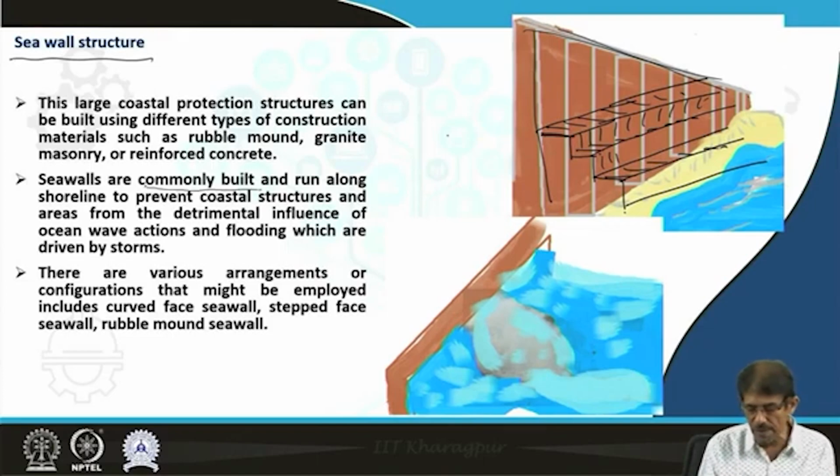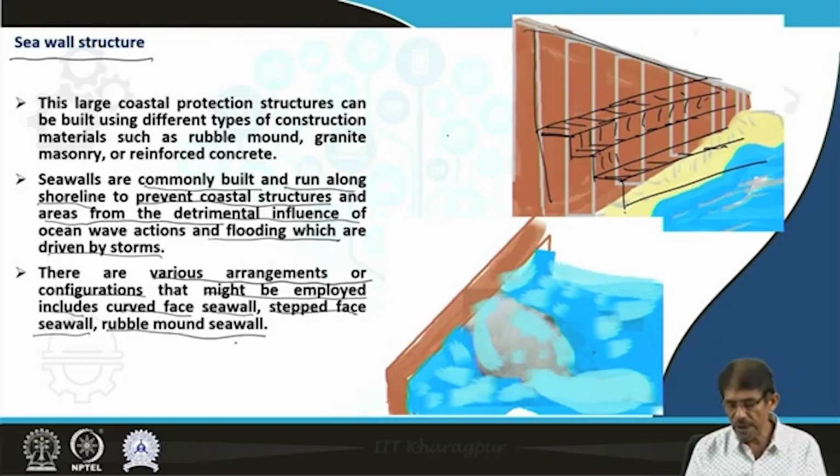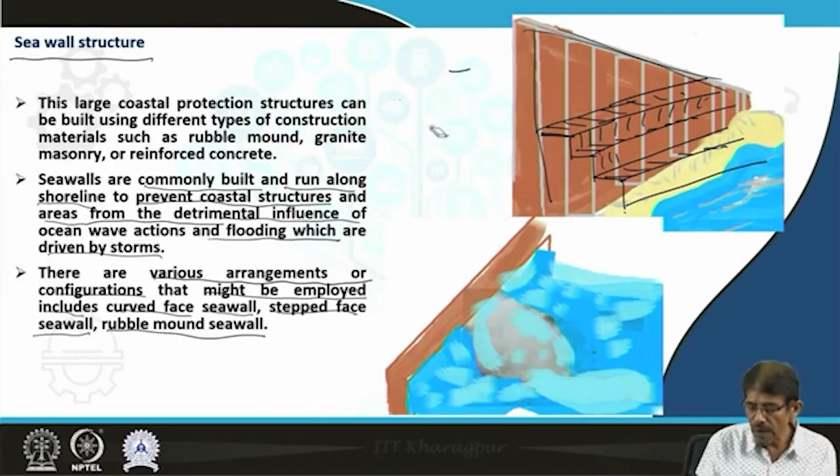Sea walls are commonly built along the shorelines to prevent coastal structures and areas from the detrimental influence of ocean or sea waves, actions and flooding driven by storms or tides. Various arrangements or configurations might be employed, including curved face seawalls, stepped face seawalls, rubble mound seawalls, etc. Some seawalls are curved in section, both concave and convex, but generally we make the convex structure as per engineering consideration.